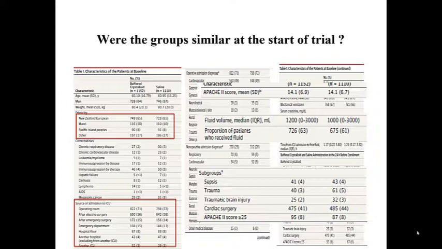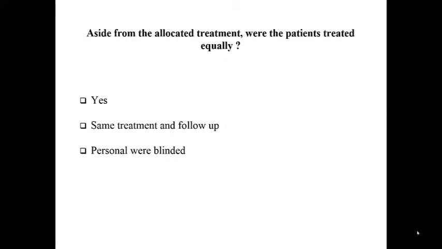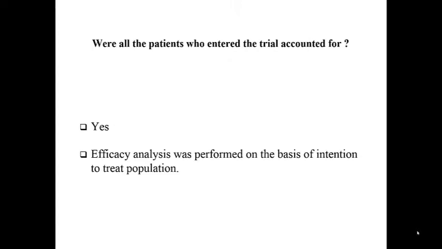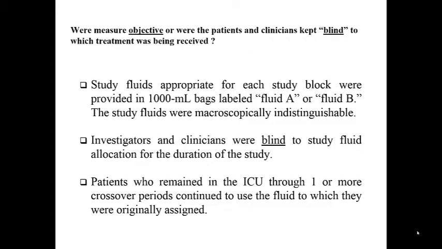So that's really important in the appraisal: to look at the characteristics of the study population in both groups. So aside from the allocated treatments, were the patients treated equally? Yes, they were treated equally, with the same treatment and follow-up, and the personnel were blinded for the study as well. Were all the patients who entered the trial accounted for? Yes, they analyzed the patients on the basis of intention to treat, and all the patients included in the study were accounted for.